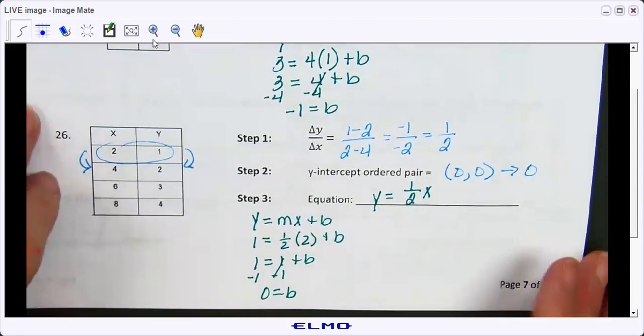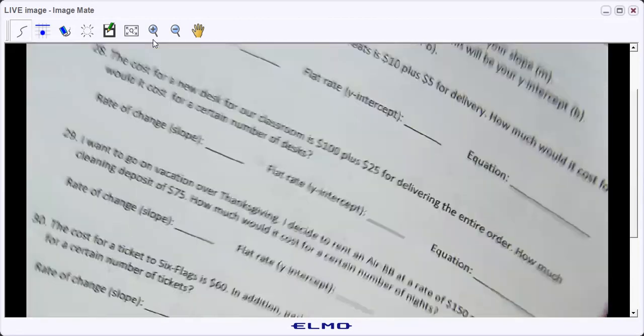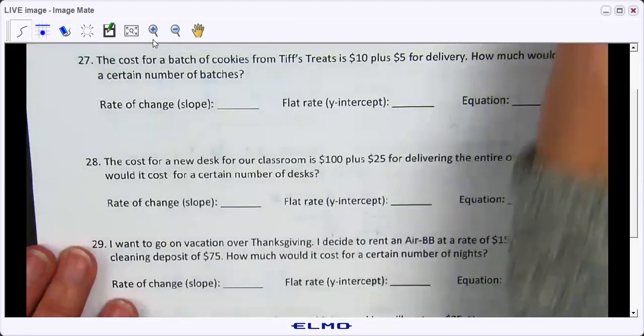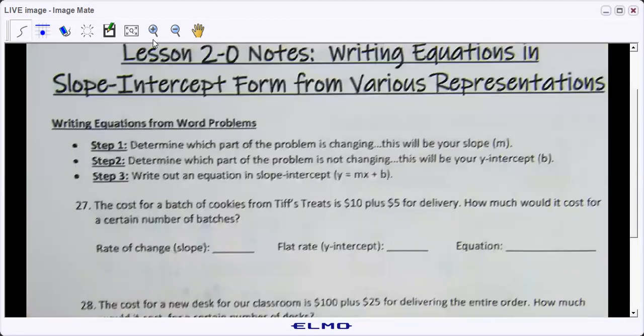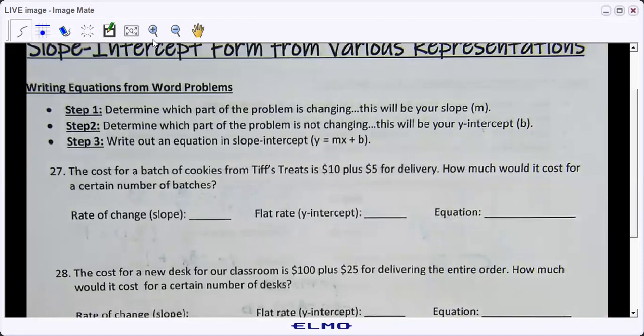All right, we're going to go to the final page. These are word problems involving slope-intercept. It's a little bit easier than what you think. So when you're dealing with word problems, you always want to figure out which part of the problem is changing, because that's going to be your slope. And then you determine which part of the problem is not changing. This is going to be your y-intercept. It's the thing that you start with or the thing that remains the same.